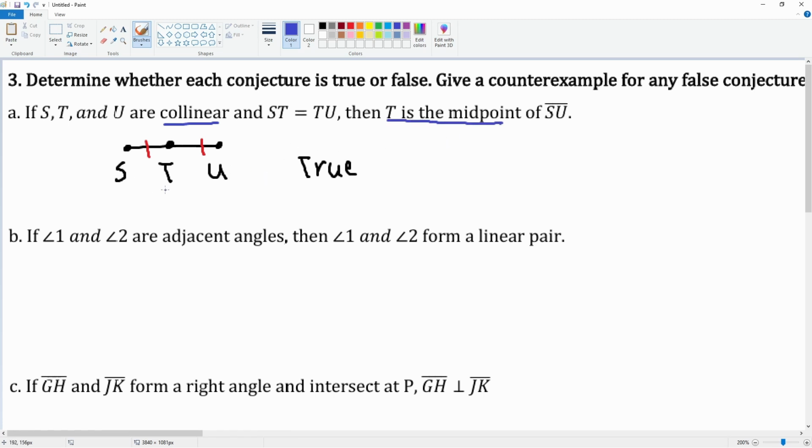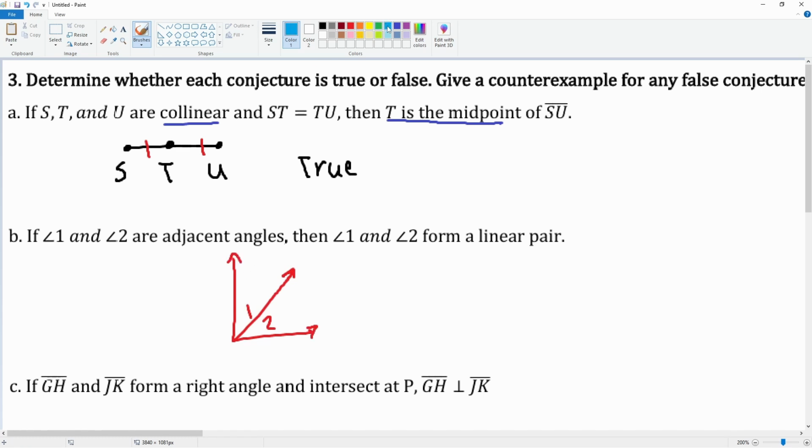Next, angle 1 and angle 2 are adjacent angles. Then angle 1 and angle 2 form a linear pair. All you have to do is show one example. So here I'm going to draw the two angles. Angle 2 and angle 1 here are adjacent.